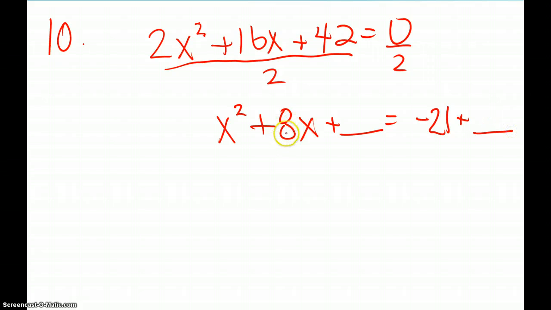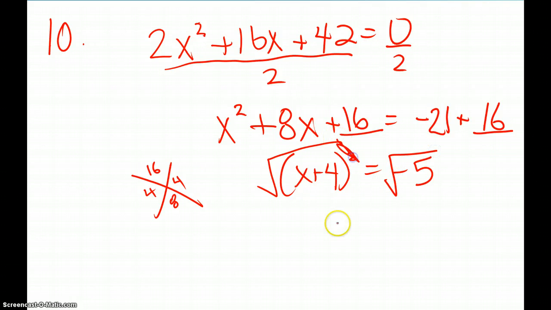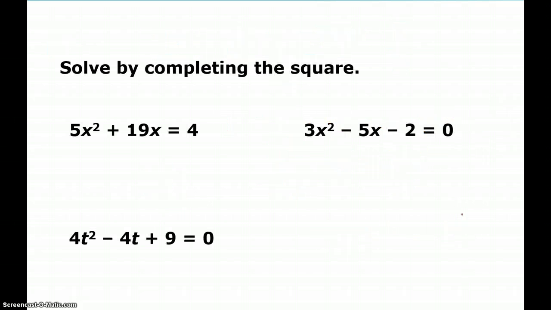So chop this in half, I get 4. Square it, I get 16. Whatever I add to one side, I got to add to the other. What multiplies to 16 and adds up to 8 is 4 times 4. So I get x plus 4 squared equals negative 5. If I want to undo a square, I square root. Square root. These cancel out. Cannot take the square root of a negative. So no solution. Okay?